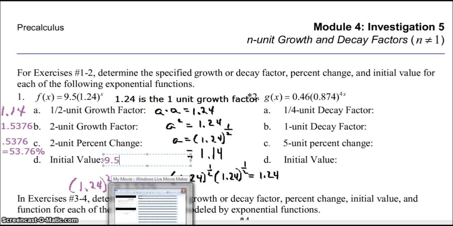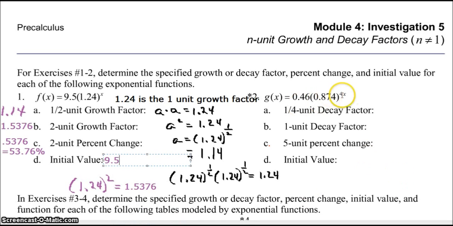Okay, so let's think more about what this means for a second. I'm going to rewrite the function a different way. This is 0.46, and then using my laws of exponents, I can rewrite this as 0.87 to the 4th, raised to the x.